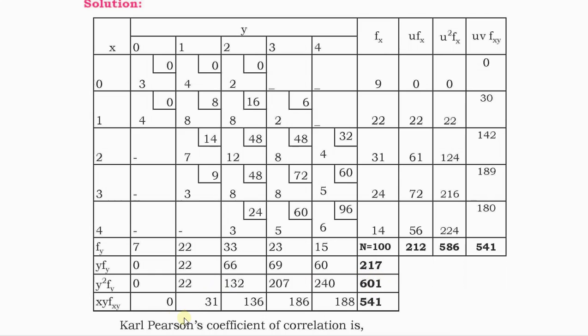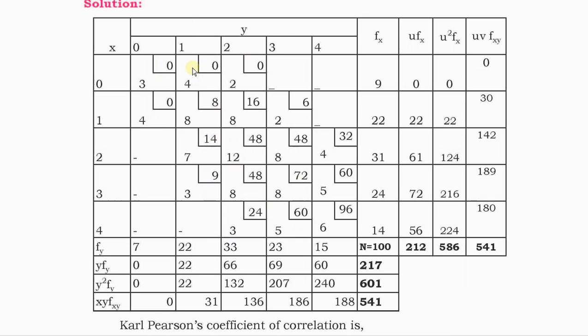Next, here also similarly x into y into fxy. But since you have already created the brackets here, you don't need to compute anything further. You just have to add the numbers in the windows vertically. Here you added them horizontally, and here you have to add them vertically.